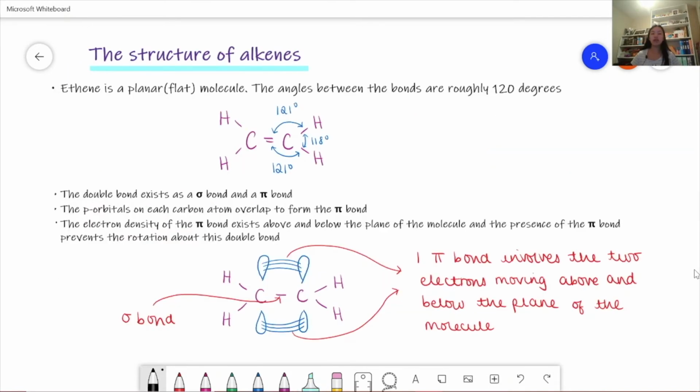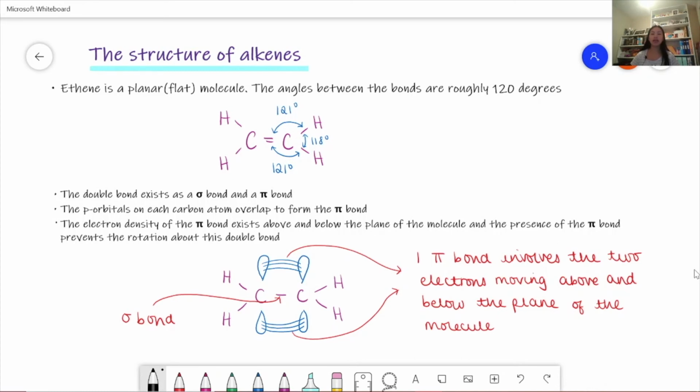Now we're going to talk about the structure of alkenes. So ethene, which is the first alkene we have, has the formula C2H4, and it is a planar molecule, meaning that it's flat, and the angles between the bonds are roughly 120 degrees. The double bond exists as a sigma bond and a pi bond, and the p orbitals on each carbon atom overlap to form this pi bond. The electron density of the pi bond exists above and below the plane of the molecule, and the presence of this bond prevents the rotation about this double bond.